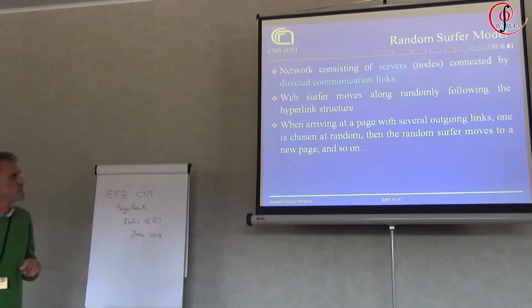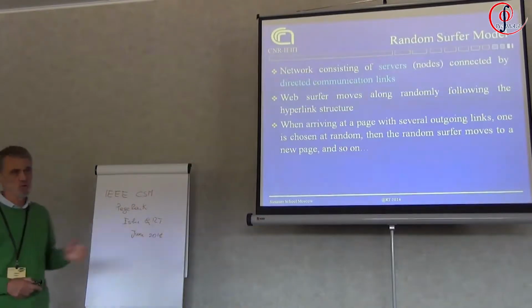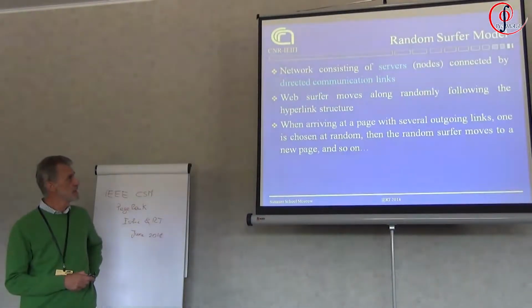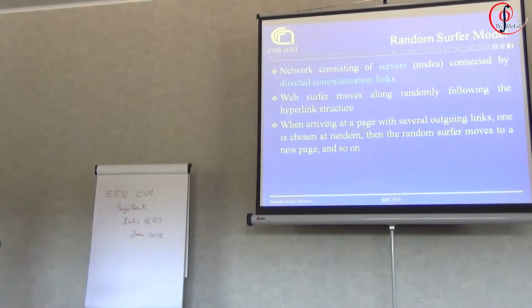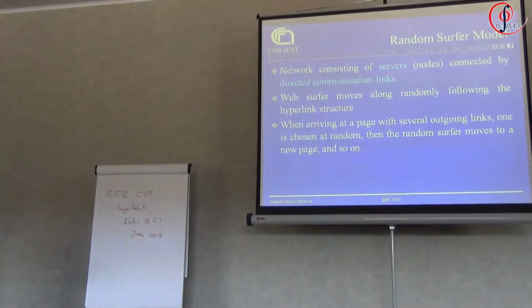So here is a model, which is a very simple model, called the random surfer model. We have a network which consists of servers, which are the nodes, and they are connected by directed communication links. The web surfer moves around randomly following the hyperlink structure. The surfer arrives at a certain link, and then he or she has several options, and picks one at random, and then goes on and on.